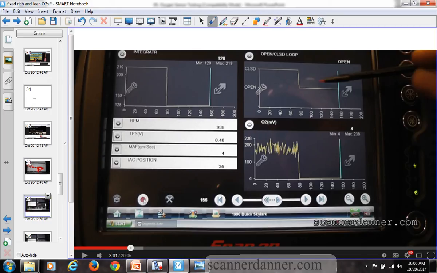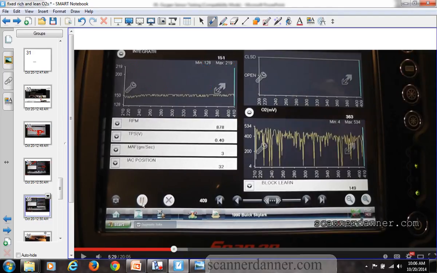Next page. What are we seeing? Let me get my perspective. An O2 right here of 4 millivolts is my current number. See, I'm flatline lean. I had some activity there. I'm in open loop right now, so my integrator at 128. What's 128 equal? 0%. Block learn is not in this picture.